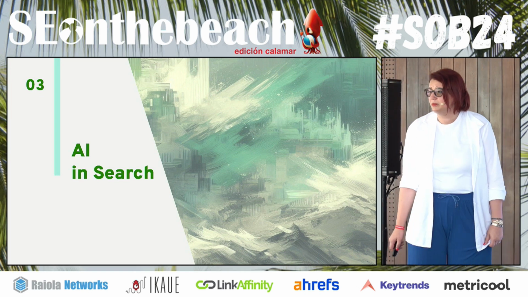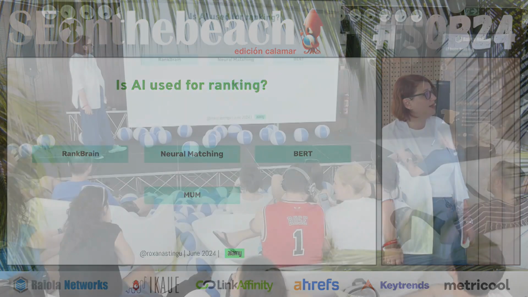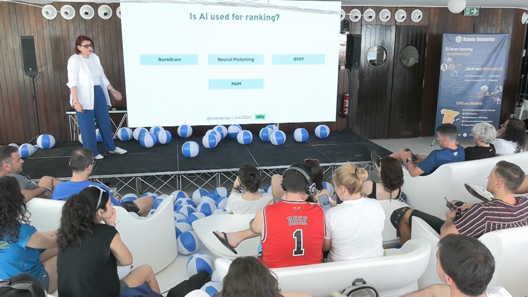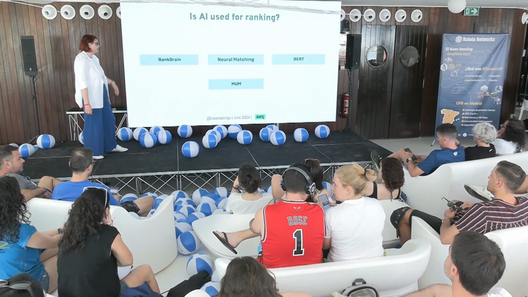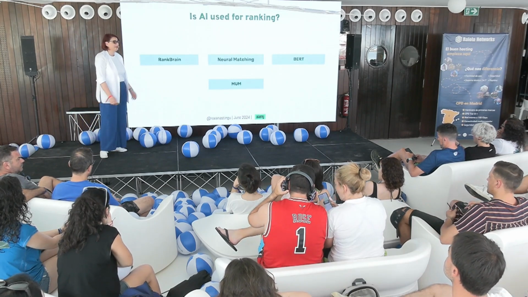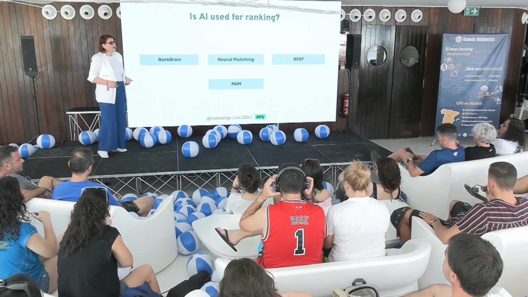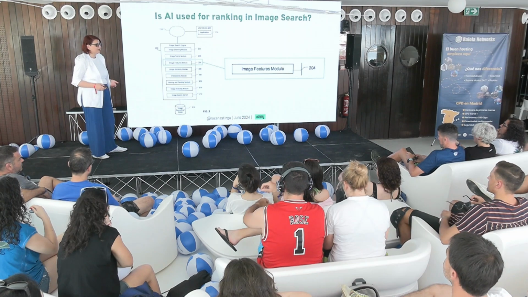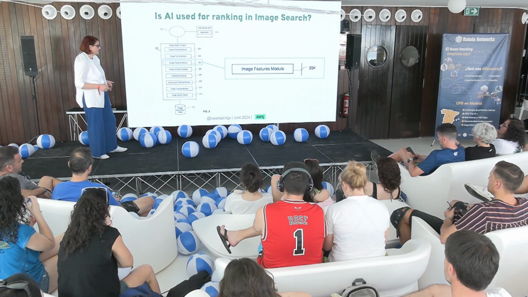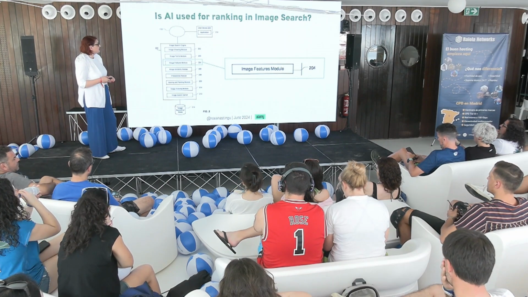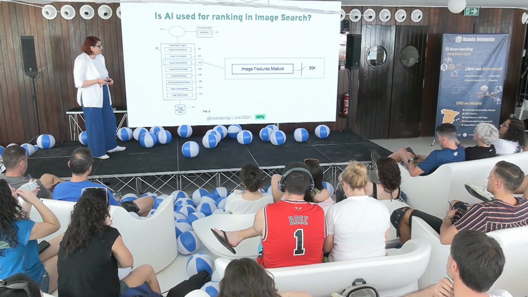Right, let's talk a little bit about AI in search. We all know AI is used for ranking, right? We've heard about RankBrain and neural matching and BERT and now MUM, so we know Google uses AI. But does it use AI when it comes to images and identifying what's inside images? That's the question. This is another chart coming from one of those old patents.